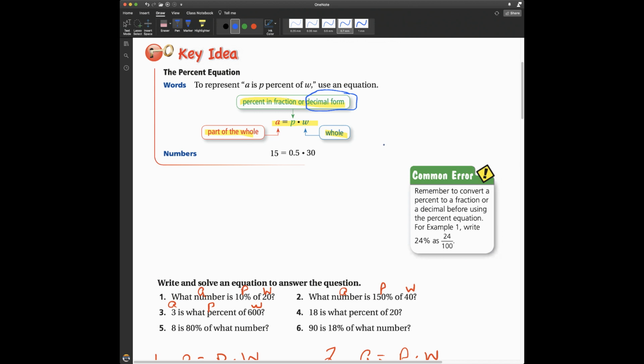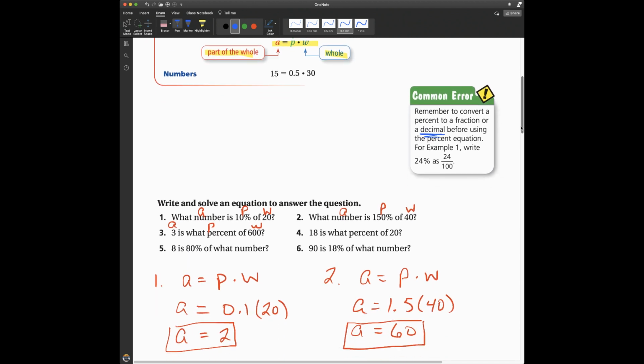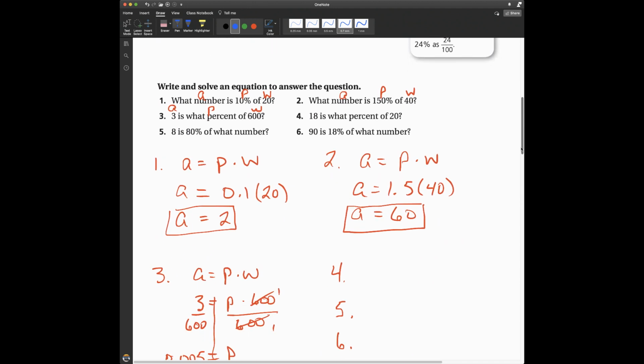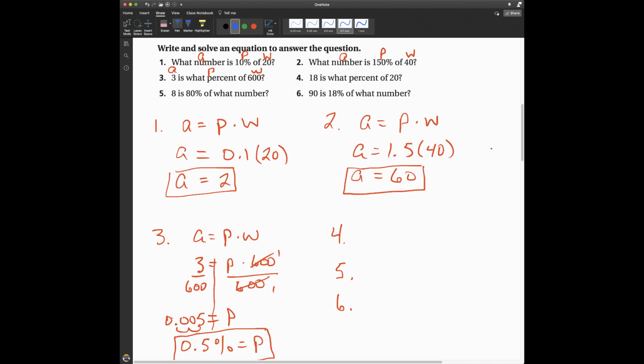Remember, before you use the percent equation, to convert your percent to a fraction or decimal. Again, I always convert mine to decimals before I use the percent equation. We'll look at some examples so you'll see what I'm talking about. I already worked them out down here. So let's look at the first three.